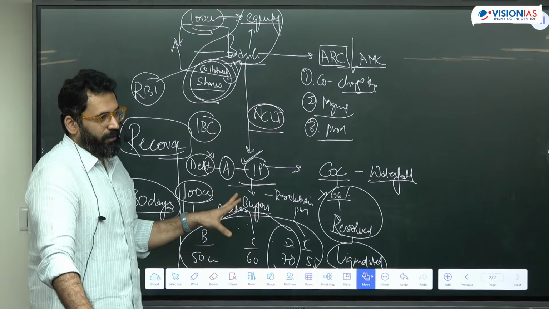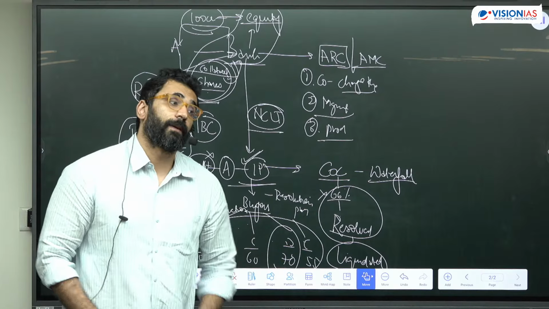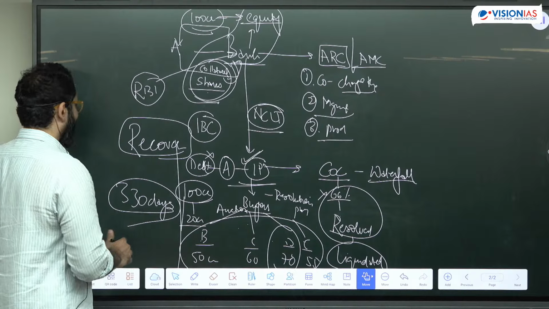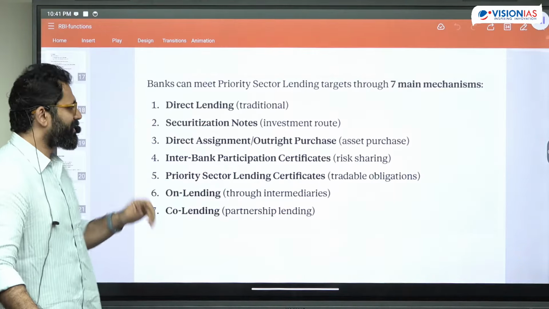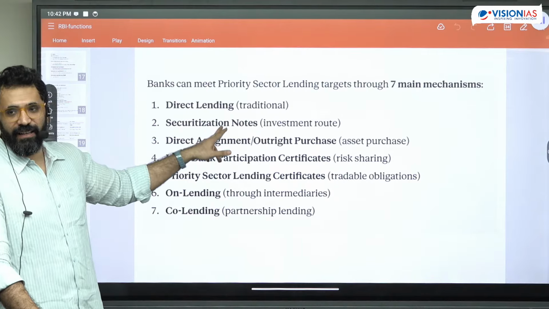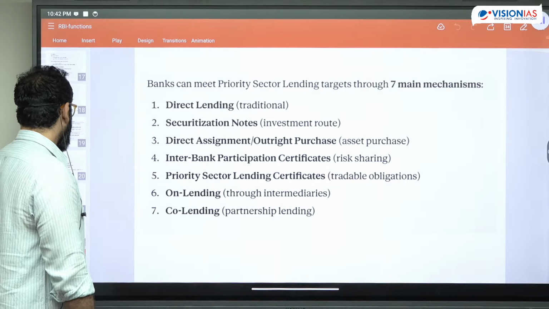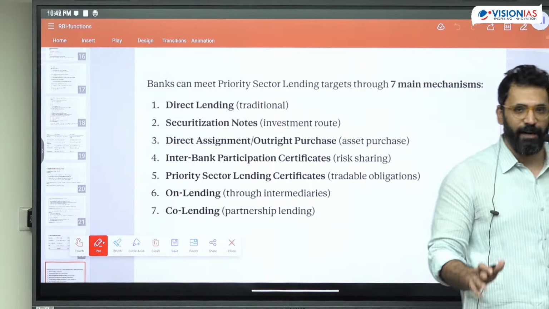ARC is different from IBC. There are two processes for resolution where securitization can play a role. Yes. Now, after understanding this, the changes will make sense; that is something to read up on. Direct lending is clear, securitization note is clear. The third is direct investment or outright purchase. Now one by one I'll draw everything here. You just understand from these 7 how it will happen.